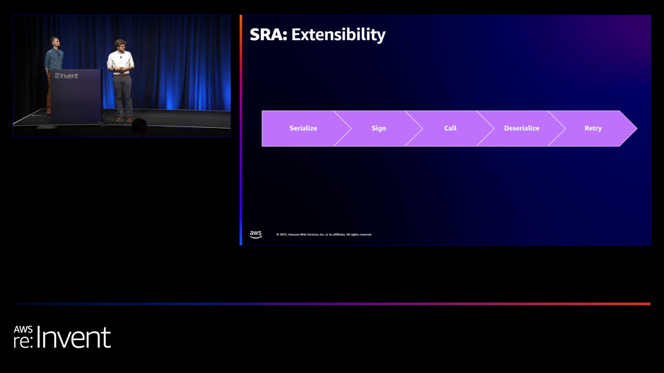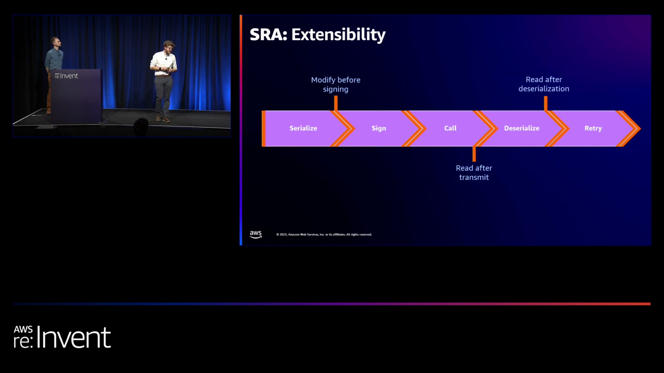All right, let's return back to the request pipeline for a minute. Before and after each stage of the request pipeline, you might want to read or modify that request. The Smithy reference architecture standardizes the integration points for the request pipeline. For example, you could modify a request before signing, you could read a request after transmitting it, or you might read a request after deserializing it. These standardized integration points can be plugged into using a mechanism we call interceptors.